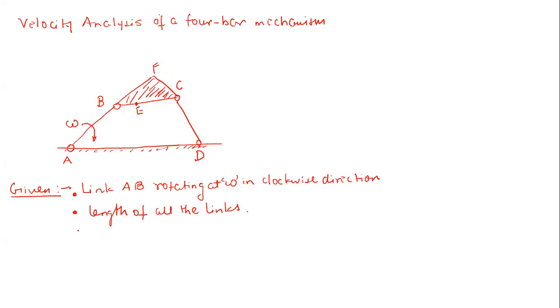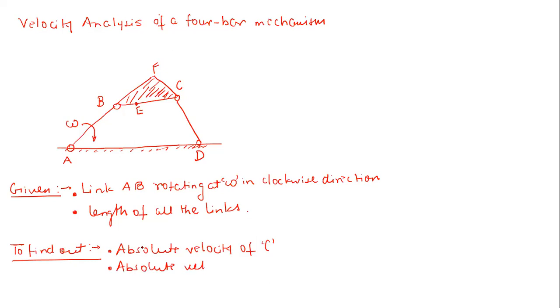And now what we have to find out. First of all, we have to find out the absolute velocity of this point C. And after that, we have to find out the absolute velocity of this point E.